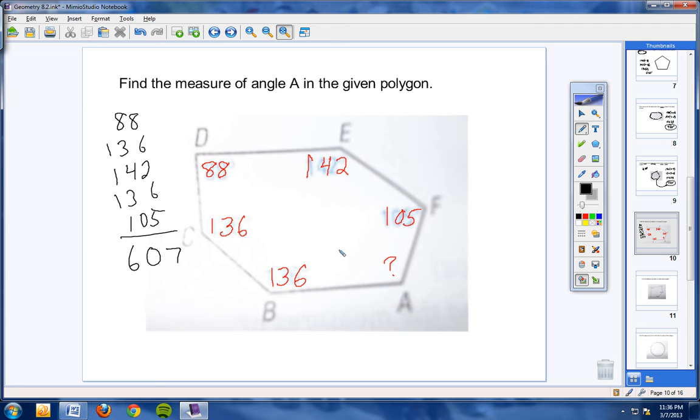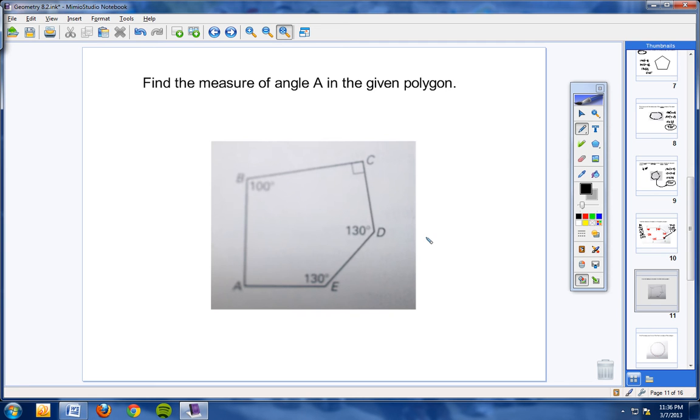All right. Now we just said that all of these angles added together should equal 720, and we have 607 degrees. So subtract out 607, and we should be left with 113. So there we go. That has to be the measure of angle A. Let's see if you guys can try this on your own for a bonus point. Try this one.